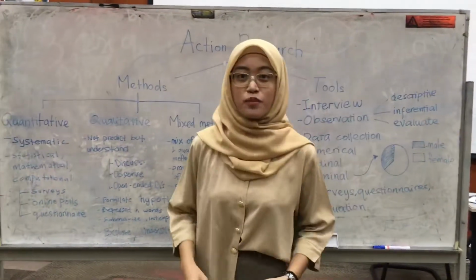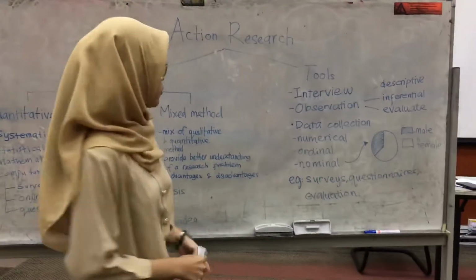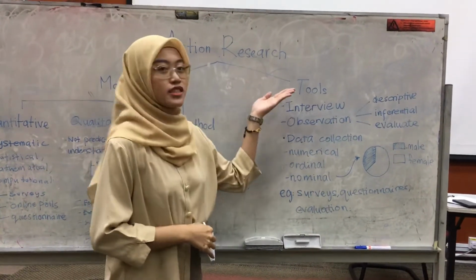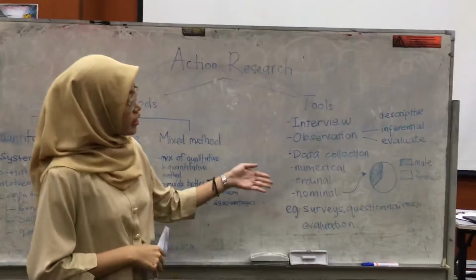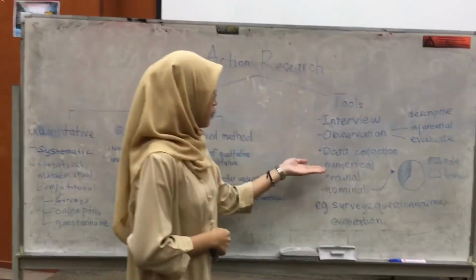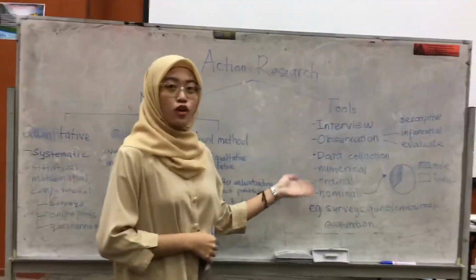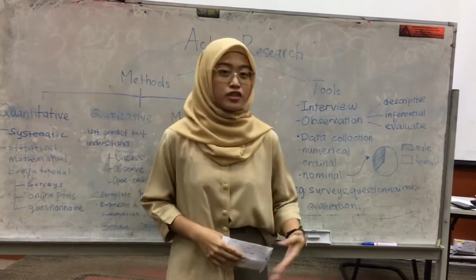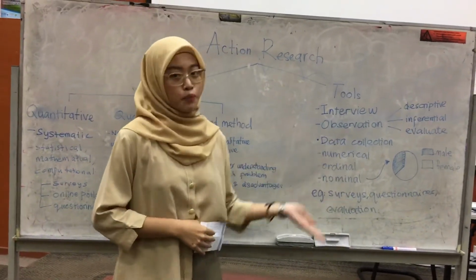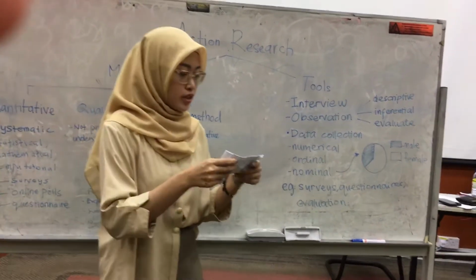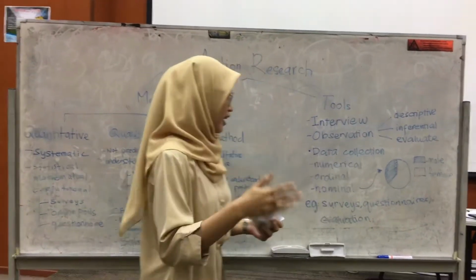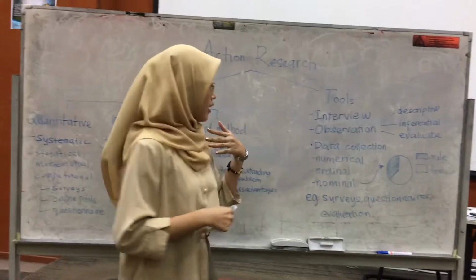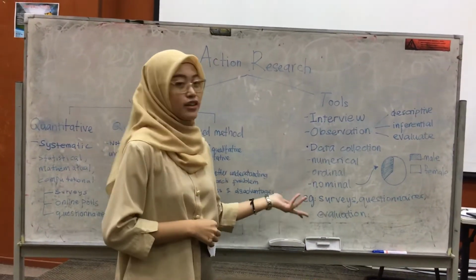Alright, so now that you know about the quantitative research, we will move on with the quantitative research tools. So for the quantitative research, there are three data collection types, which are numerical, ordinal, and also nominal. So for numerical, as you can see from the word itself, numbers. So numerical equals numbers. It is a total or expressed in a number. Okay, I will explain further with the examples.